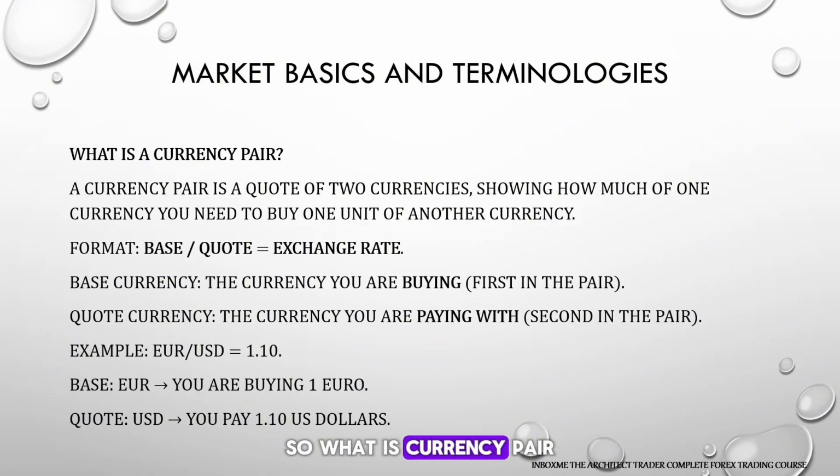So, what is a currency pair? A currency pair is a pool of two currencies, right? It shows how much of one currency you need to buy one unit of another currency, just like we explained. The one unit here is the base currency. How much you need to buy the base currency is the quote currency. So, the format is base against quote, which gives you the exchange rate. Just like the example we gave previously, Euro USD equals 1.10. So the base is the euro, the quote is the dollar, and our exchange rate is 1.10.